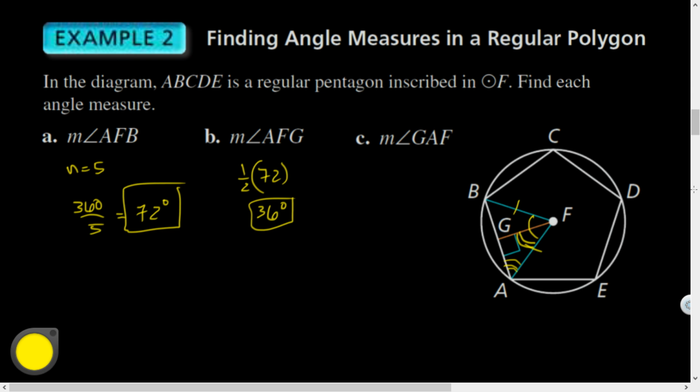How about GAF? How could I find this angle here? If you're thinking about the radii triangle, yep. I was looking at the fact that these are 2 acute angles in a right triangle, so it's going to be complementary to this angle, and 90 minus 36. But yeah, there are multiple ways that you could find that. 90 minus 36, what's that going to be? 54. I wasn't even close.